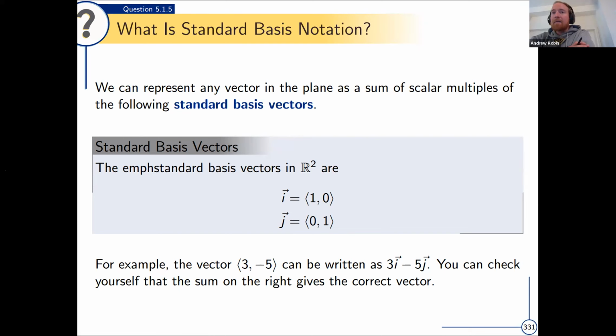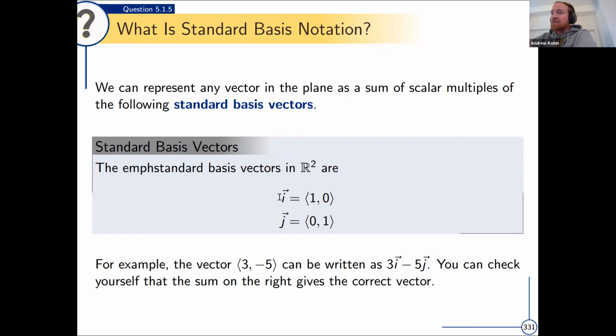The following are two types of important vectors called the standard basis vectors in R2. R2, again, is our notation for the XY plane. I'll usually say XY plane out loud, but that's what R2 means. The standard basis vectors, that's a typo. It's a LaTeX command that showed up, so forget about that. The standard basis vectors in the XY plane are the vectors (1, 0) and (0, 1).